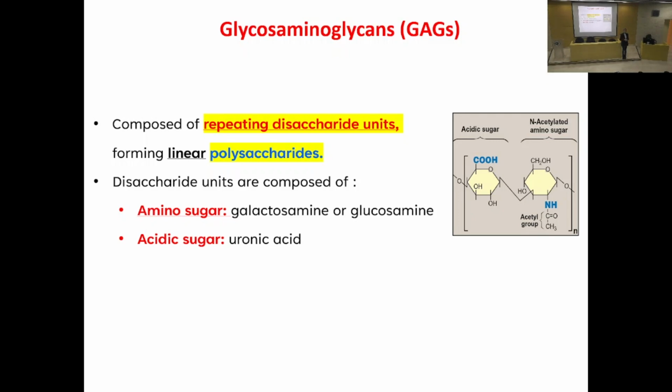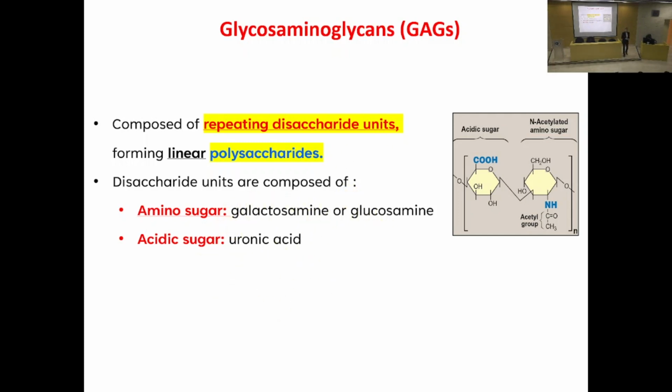Two sugars. Like lactose, for example. Lactose is glucose and galactose. So it's a disaccharide made of two sugars. It's the same thing. Glycosaminoglycans are composed of two sugars. The first sugar is an acidic sugar. Why acidic? Because we added the carboxylic acid function. Okay, COOH. That's why we call it an acidic sugar. The name of this sugar is uronic acid.